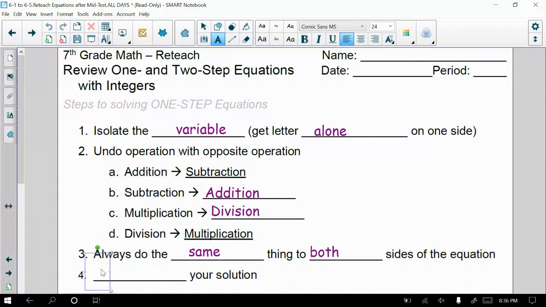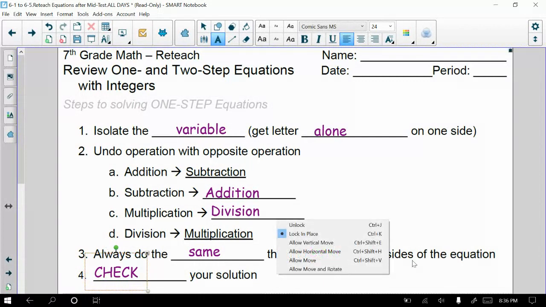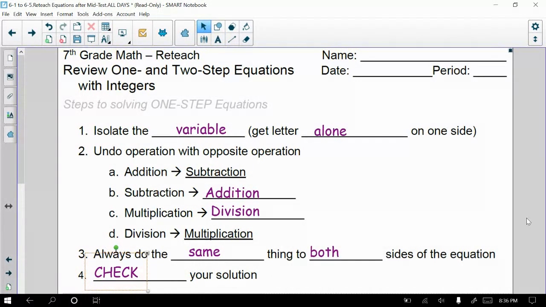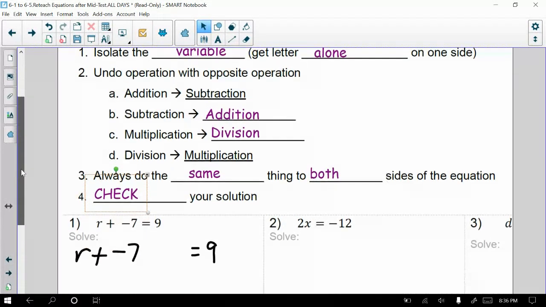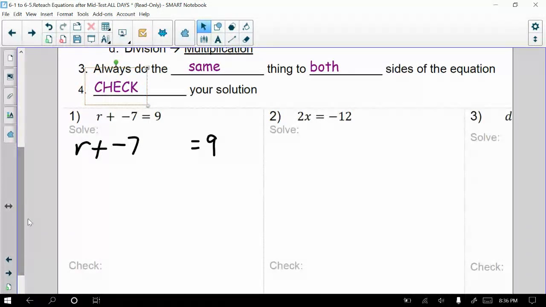Then we must always check our solution. Because if we check our solution and it is not correct, then we know there was a mistake made, whether it was computation or maybe you didn't use the correct inverse operation. Okay, so let's look at a couple that you have on this page.